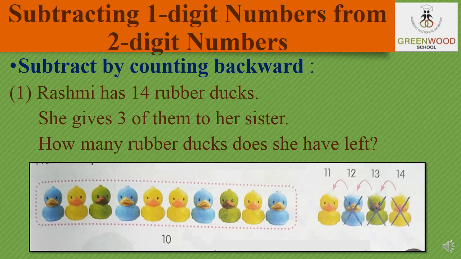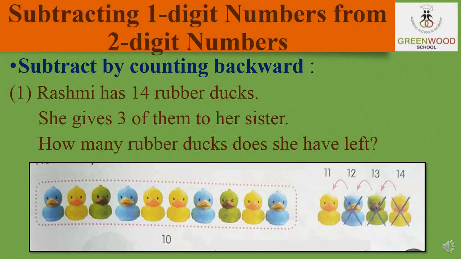Now we start a new topic, that is subtraction. First we will see subtracting 1-digit numbers from 2-digit numbers. The first method is subtract by counting backward. Let's see an example. Rashmi has 14 rubber ducks. She gives 3 of them to her sister. So now how many rubber ducks does she have left? Let's find it out for her.